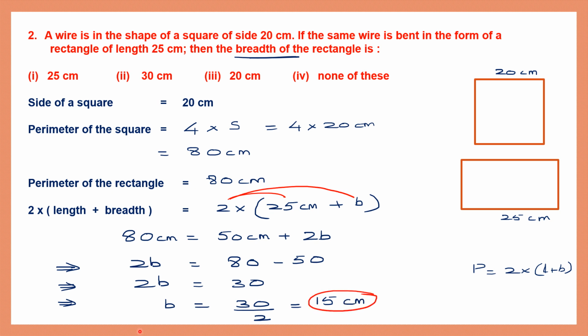Now let's look at the options. Here we have 25 centimeters, here 30, here 20. We don't have 15. So our option 4 is the right one. None of these answers given to us is correct.